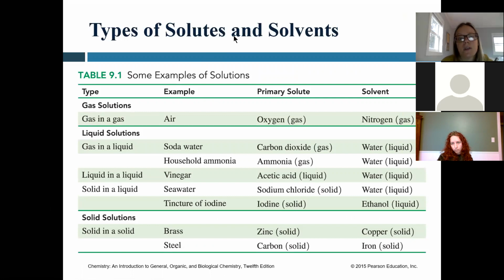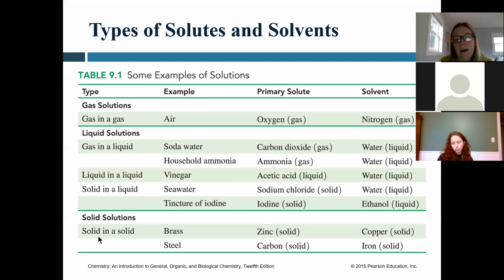Types of solutes and solvents. So we can have gas-gas solutions. Air is an example of a gas-gas solution, oxygen and nitrogen mixed together evenly. You could have liquid solutions like gas in a liquid, liquid in a liquid, or solid in a liquid. We kind of went over gas in a liquid and solid in a liquid. A liquid in a liquid would be vinegar. Vinegar is acetic acid mixed with water. Also, any hard alcohol you have is a liquid solution. It's not pure alcohol. It's usually diluted with water to get it to some sort of proof or concentration.